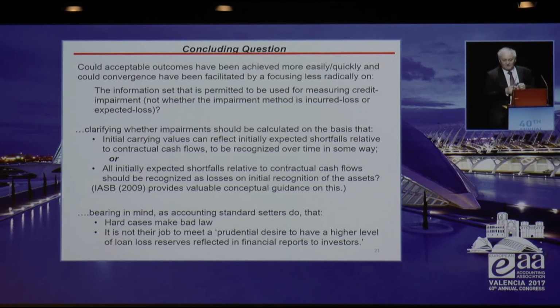Once the accounting standards are implemented, I guess there'll be lots of empirical research about how they work, and all sorts of implications of those. And then at some time in the future, I guess the accounting standard setters will revisit the issue of credit loss impairment, hopefully not as the result of some major financial crisis, but I'm sure it'll happen. They'll have to be revisited at some point, and perhaps the lessons from this process can be brought to bear at that time. Okay, thank you very much.